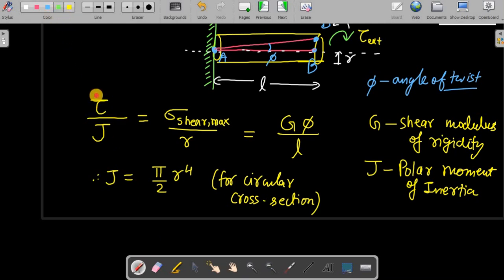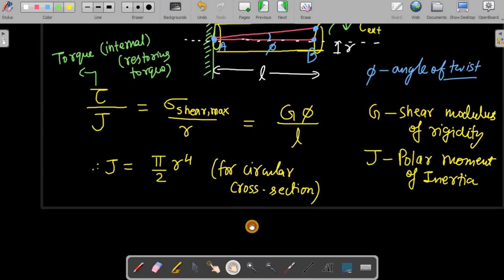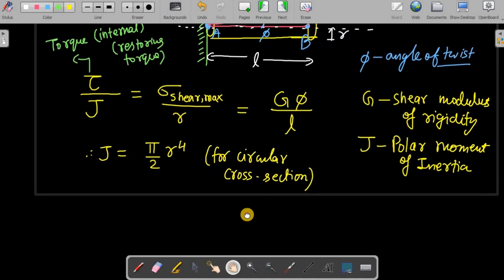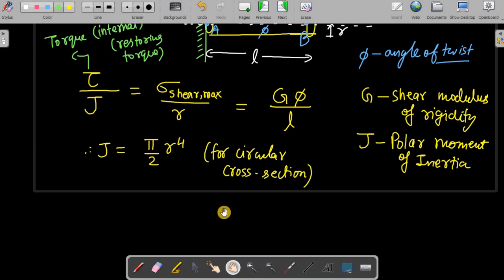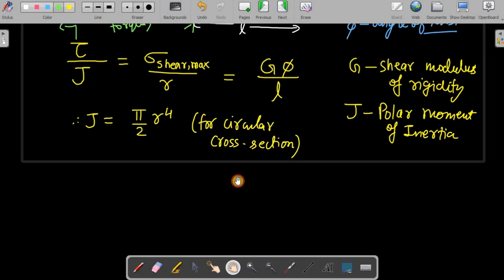So this tau is nothing but the internal torque. This is the restoring torque, which is the same in magnitude as the external torque which you have applied. This equation can be used to calculate many things, not just the torque which is acting, but let's understand some applications of this.